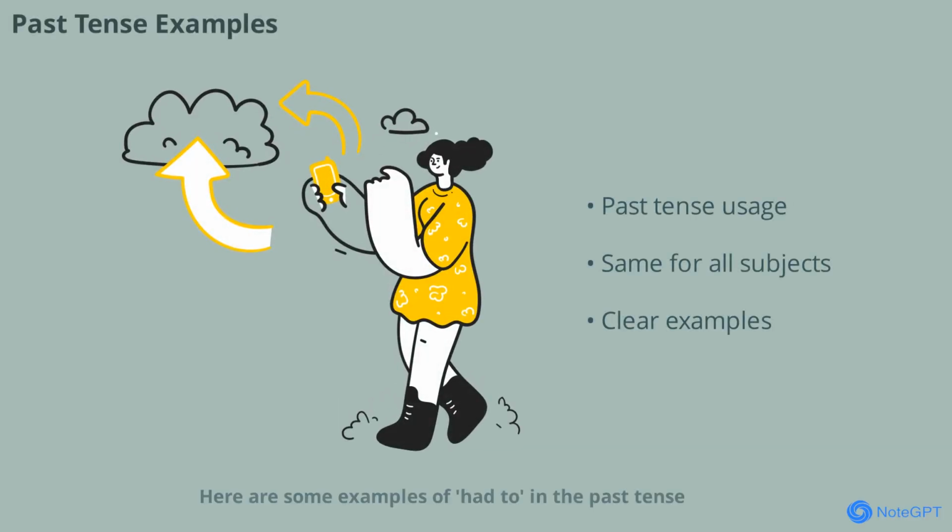Here are some examples of had to in the past tense. I had to finish my project last night, or they had to leave early. Notice that the verb doesn't change no matter who you're talking about. This makes it easy to use had to when describing things that were necessary before now.